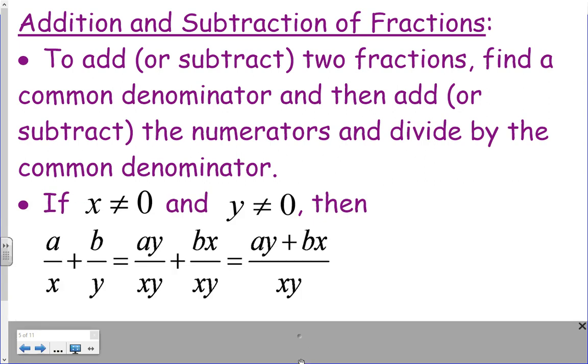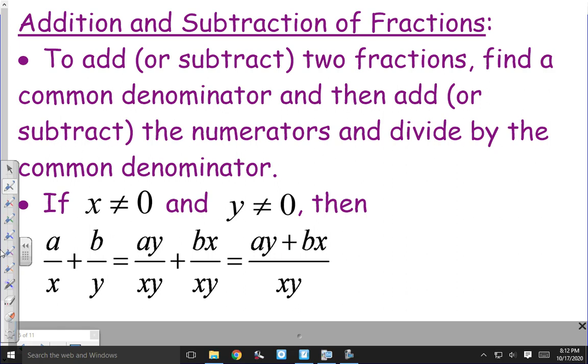Or to write this another way, again, assuming that x and y are non-zero values, because otherwise we'd be dividing by 0 here. So as long as x and y are not 0, then if you have a over x plus b over y, then you want to get a common denominator, and the easiest way to do that is to multiply by a clever form of 1, where that clever form of 1 that you're multiplying by comes from the other fraction.